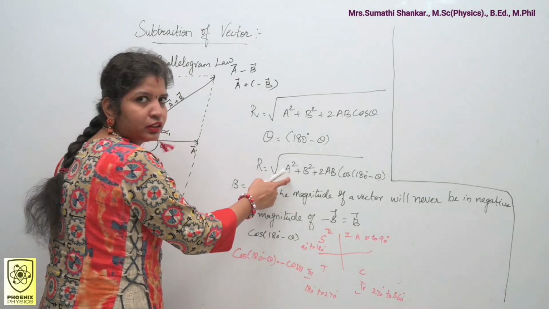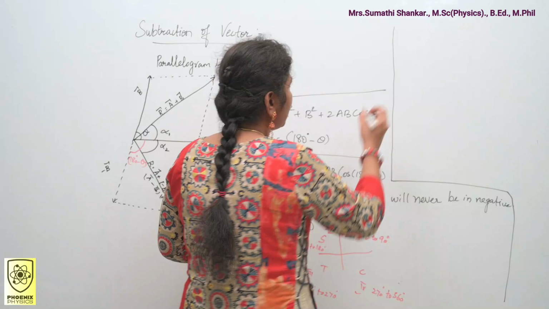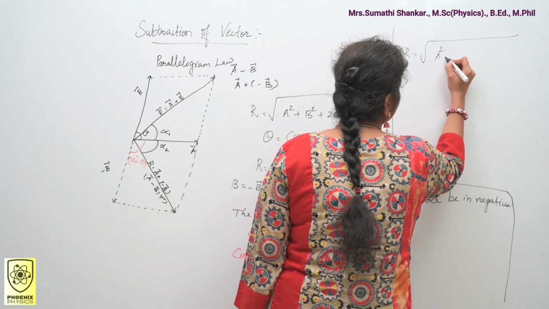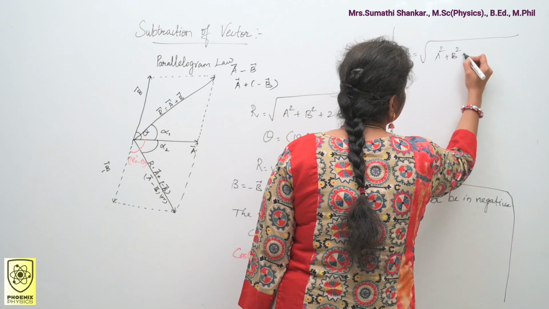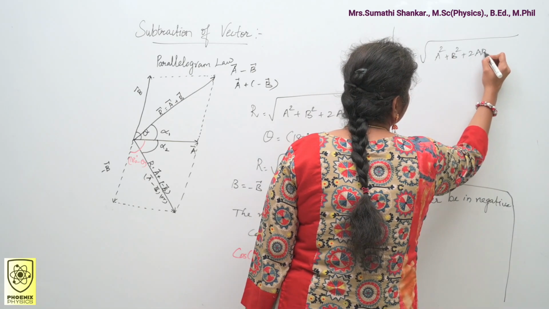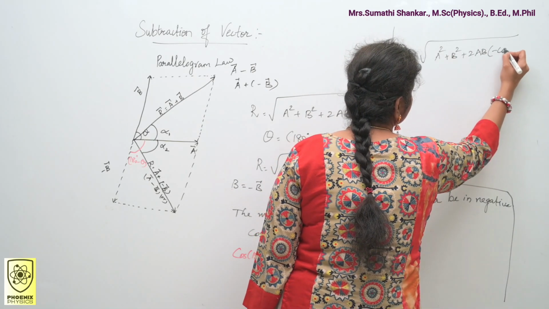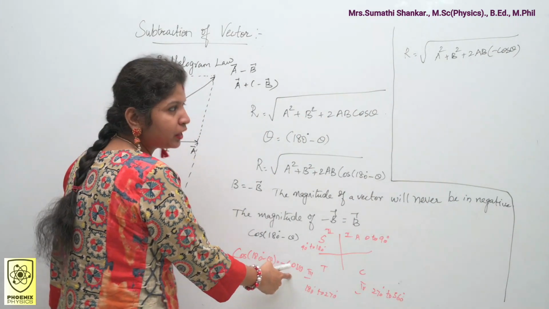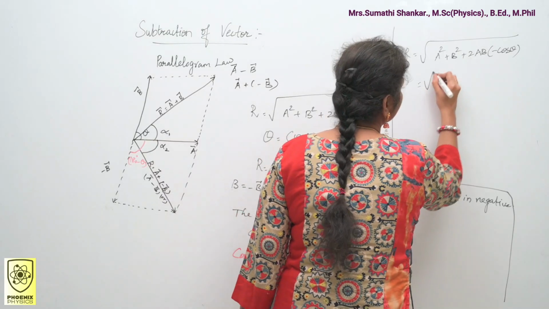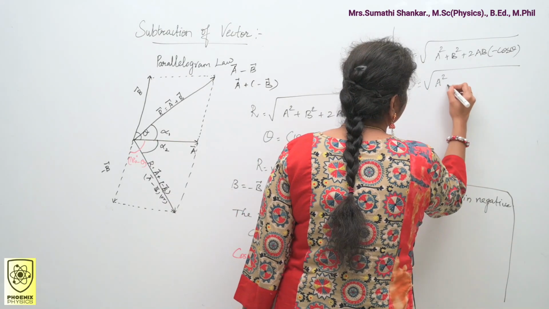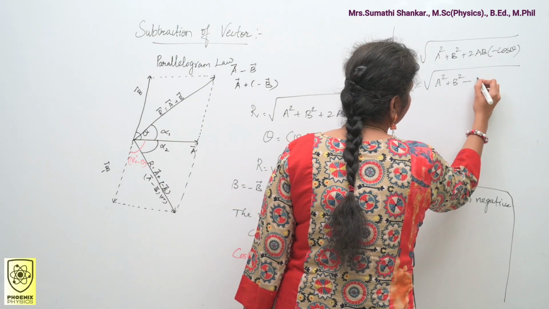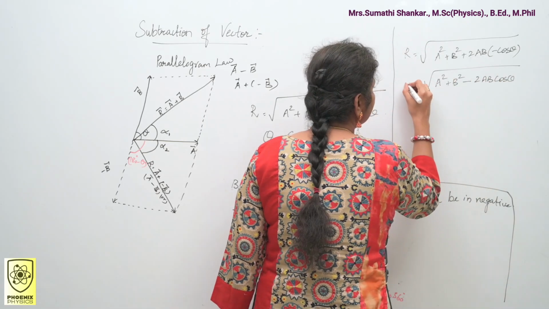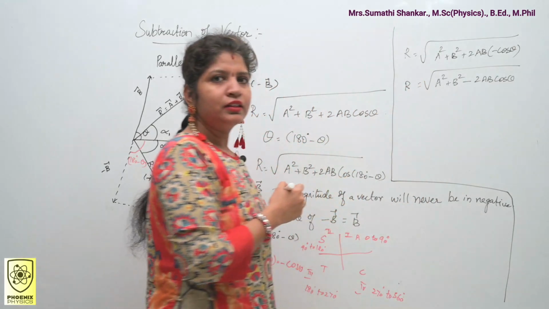Substitute the value in this equation. That is R is equal to root of A square plus B square plus 2AB. Here cos is minus cos theta. So cos 180 degree minus theta can be written as minus cos theta. So you can rearrange the equation like this: A square plus B square minus 2AB cos theta. So this is the magnitude of the resultant vector.